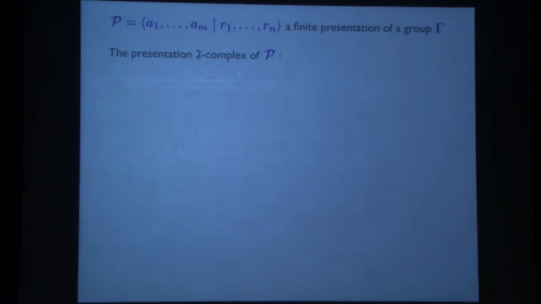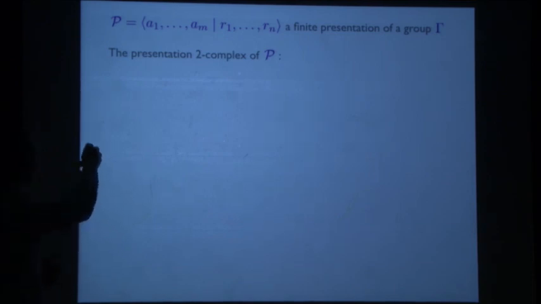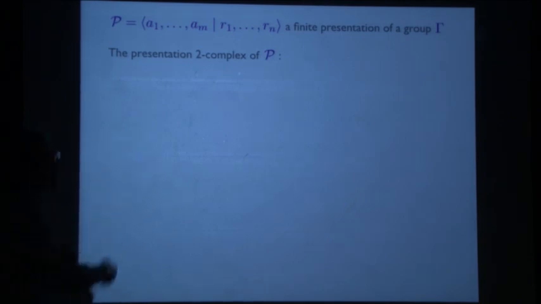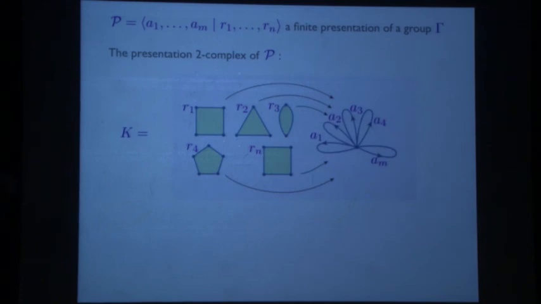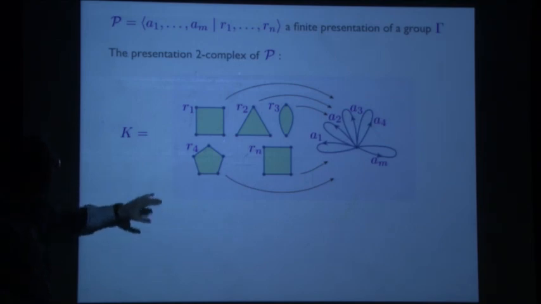And these Van Kampen diagrams in general serve as homotopy disks in appropriate spaces coming from finitely presented groups. So if P is a finitely presented group, then the appropriate space is called the presentation 2 complex. This is the space in which we fill loops, and Van Kampen diagrams serve as homotopy disks. Well, sorry, it's the universal cover of this. So we build a presentation 2 complex like this.